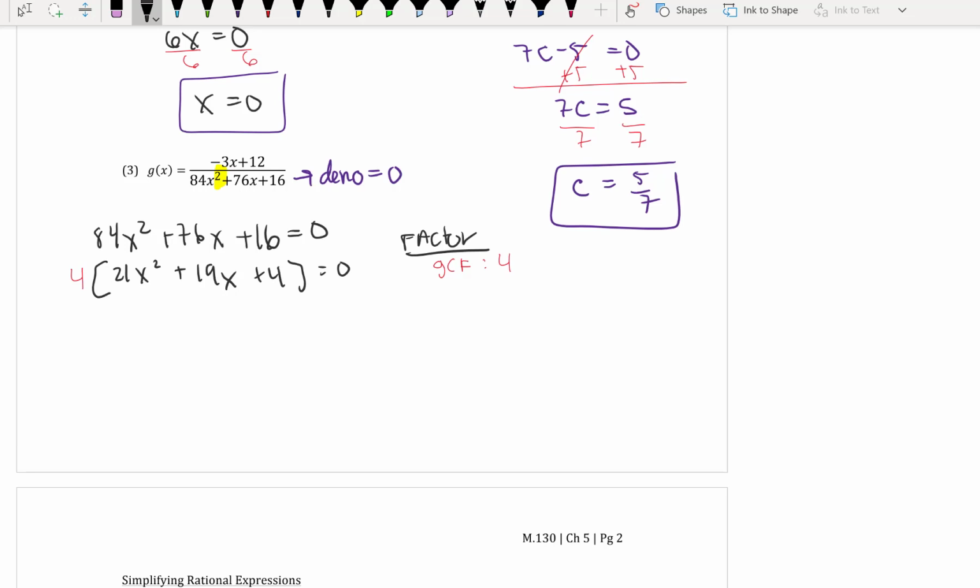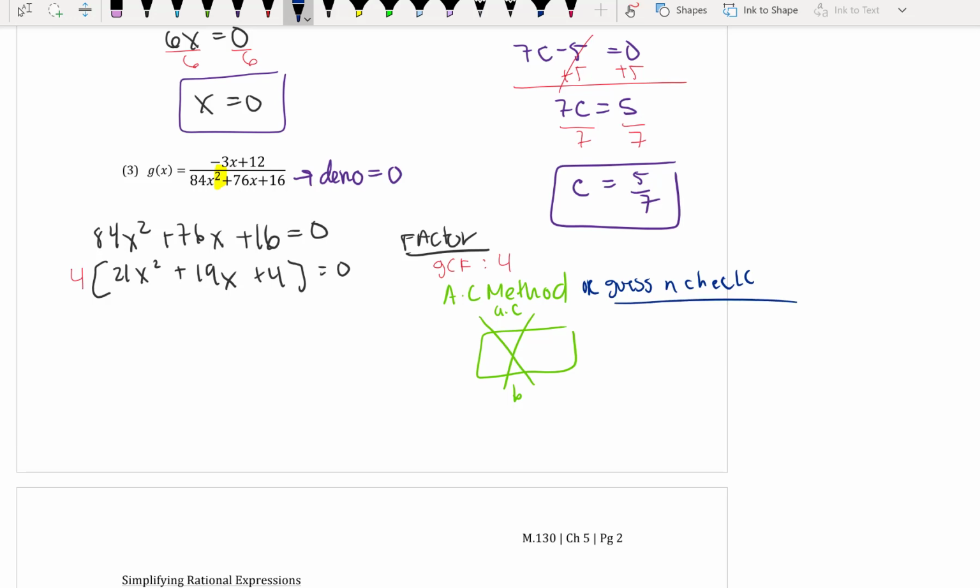From here, there are 2 things you can do. You can either do the AC method, where you rewrite the middle term, or you can do the guess and check. And one method is just as valid as the other. It really just depends on your style. I'm going to go ahead and do the guess and check because, you know what? Why not?